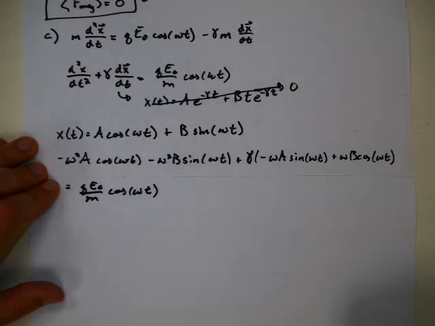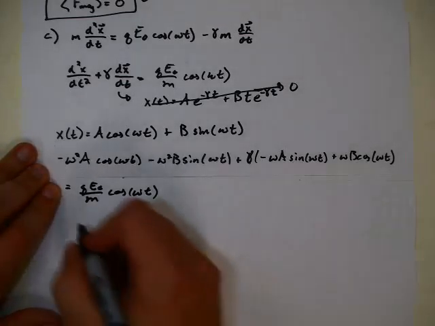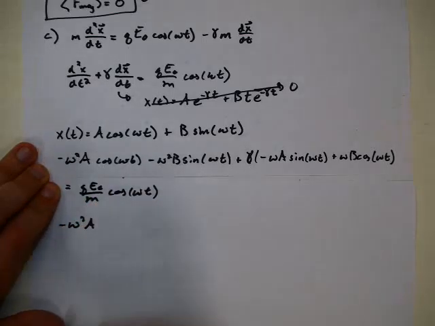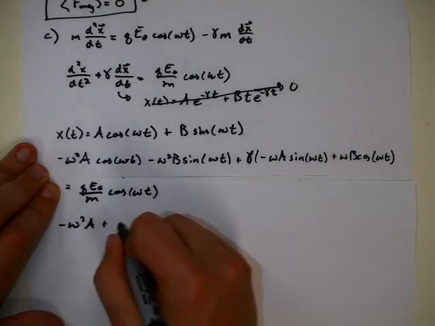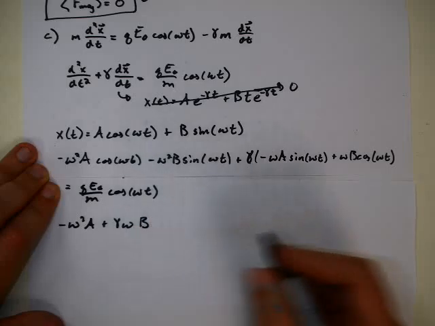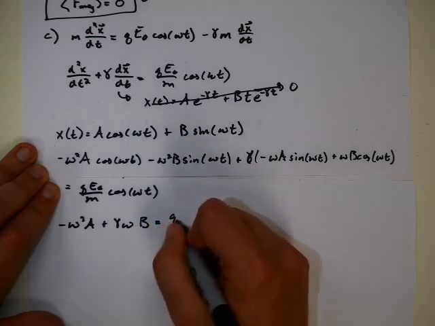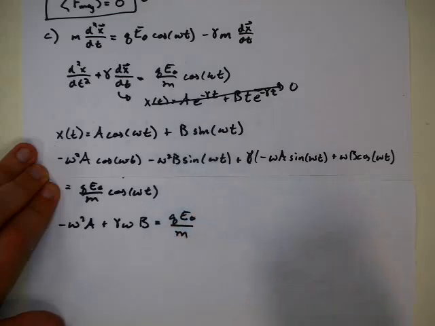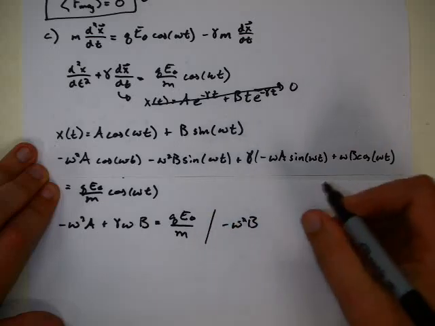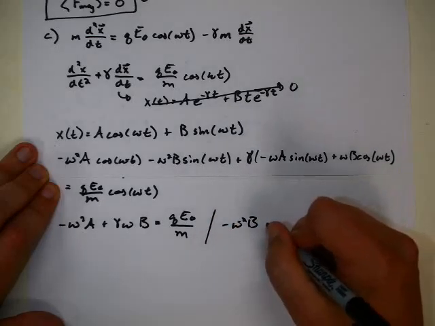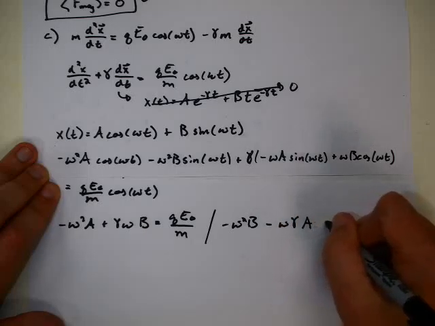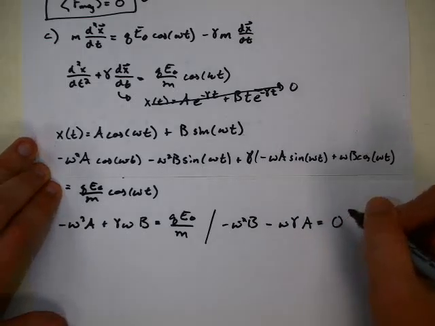What we do is we now gather the cosines and the sines into two separate equations, and we drop them. So we get minus omega squared a plus gamma omega b, that's the cosine part, equal to q e naught over m. And then for the sines, we get minus omega squared b minus omega gamma a equal to 0.